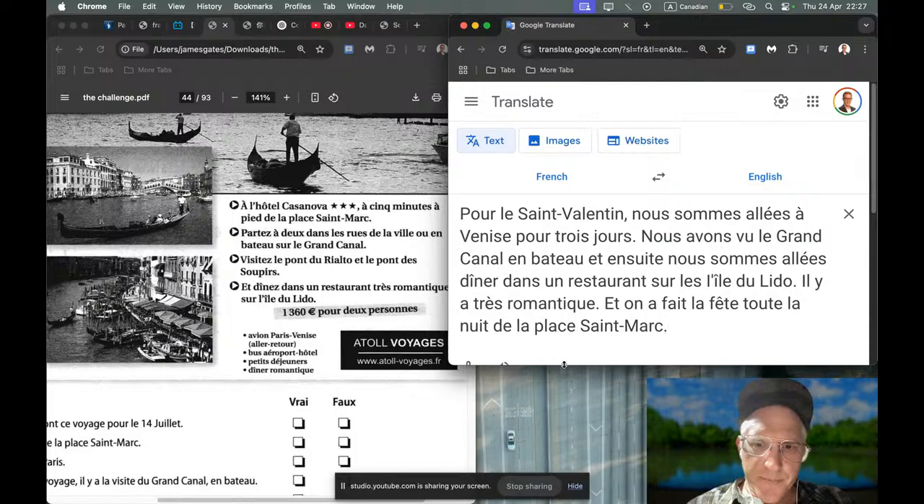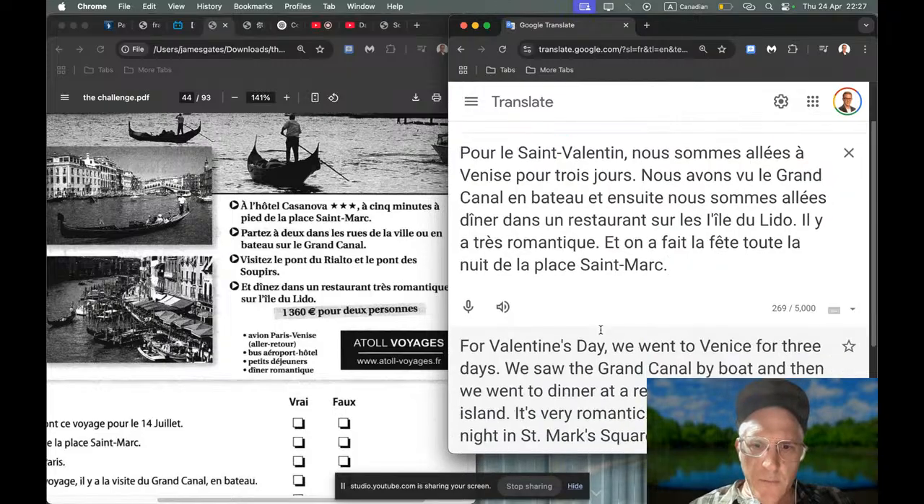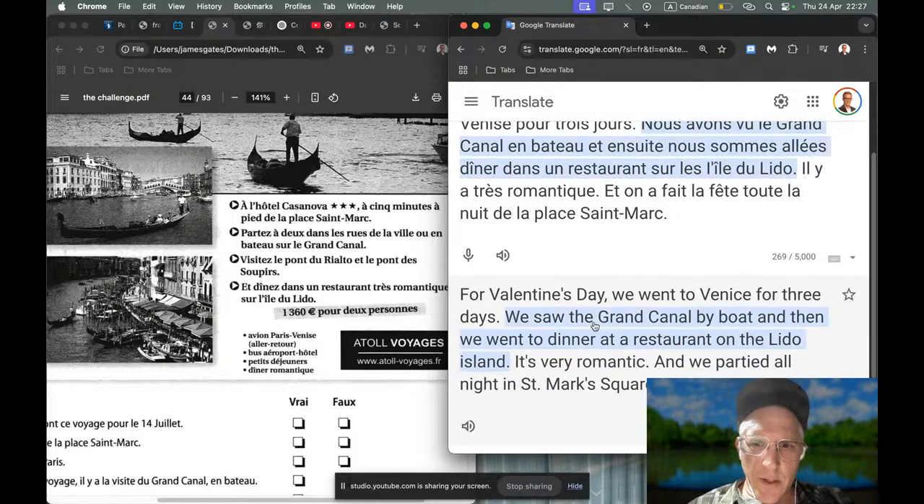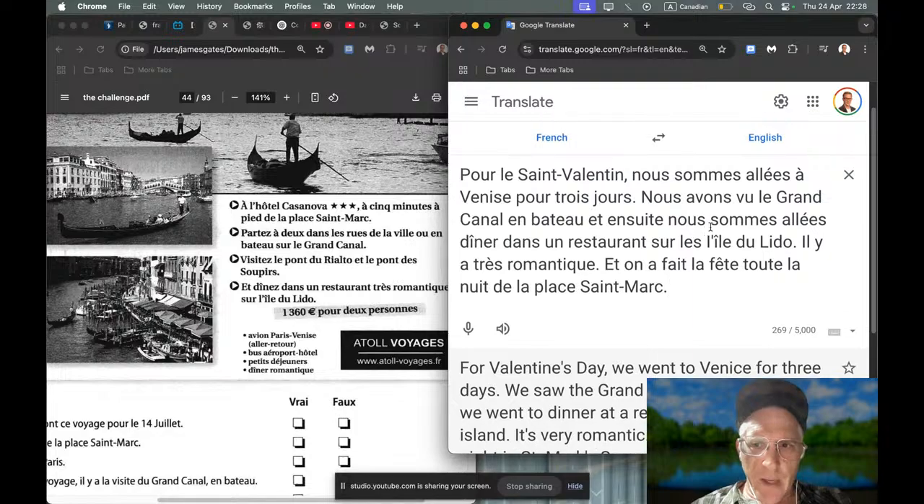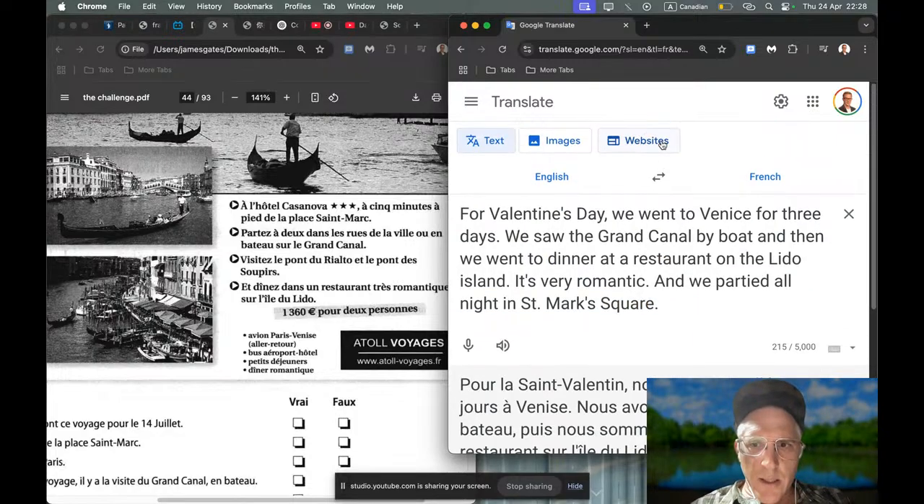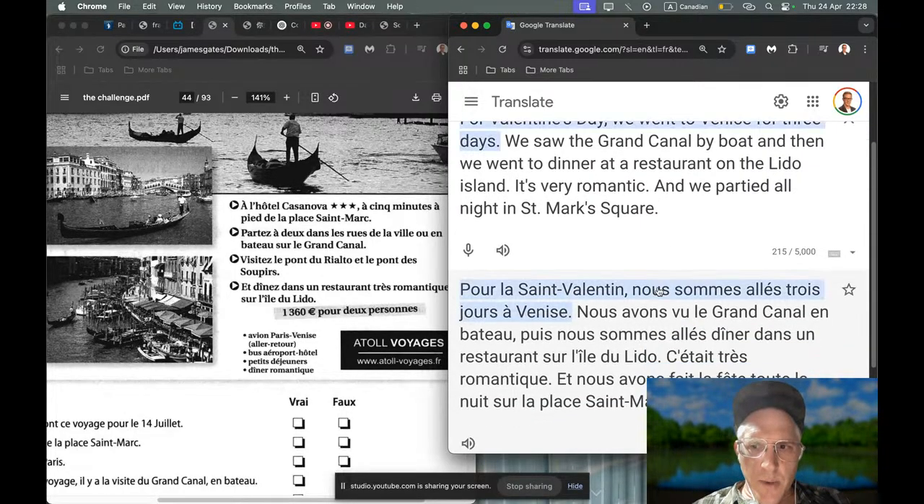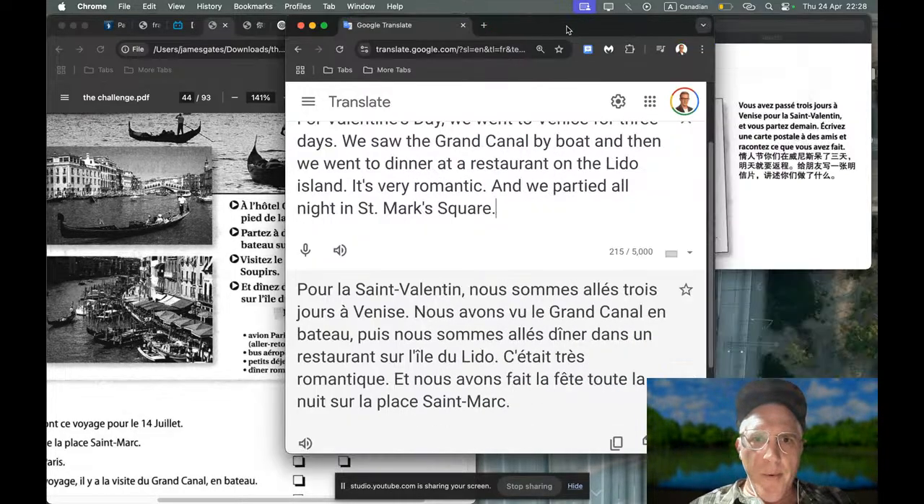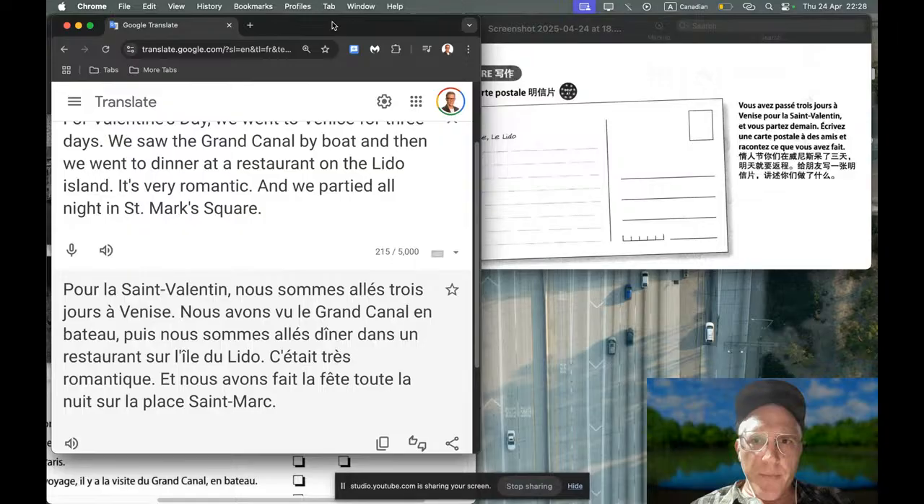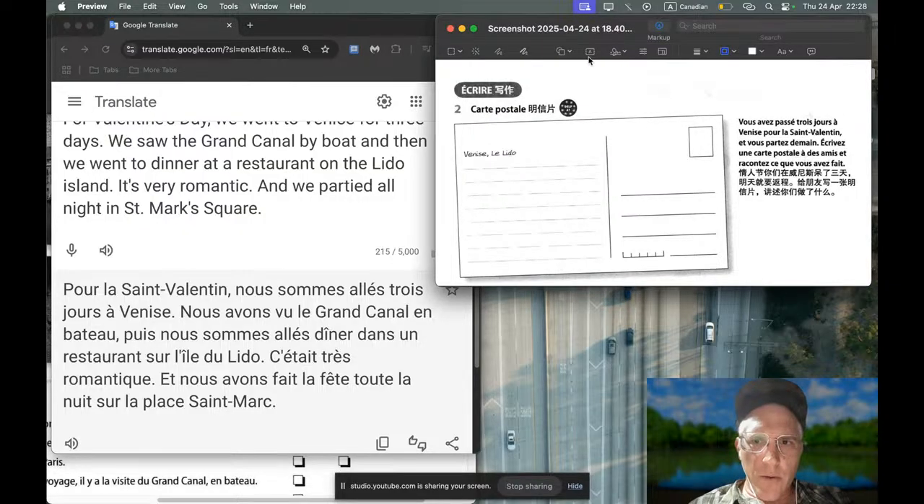There. What does it look like? For Valentine's Day, we went to Venice. For 3 days, we saw the Grand Canal by boat and then went to dinner at a restaurant on the Lido Island. It's very romantic. We partied all night in the St. Mark's Square. So I'm just going to copy this. I'm going to just do it like this, and then we're going to compare it. We're going to compare this, what we wrote, with the Google translation.